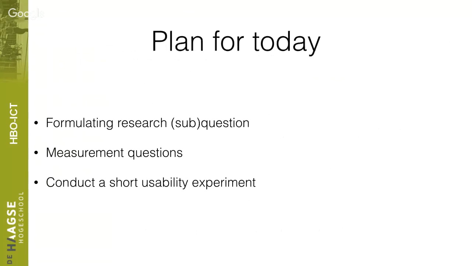So, what are we going to talk about today? We're going to talk about formulating your research questions and sub-questions. So basically, you have your prototype, you are trying to build a system. What is it that you want to find out? Is the whole idea of the system something that people are interested in? Or does this part of the interface work very well? What exactly is the question that you don't know the answer to yet? This is going to be the focus of your experiment.